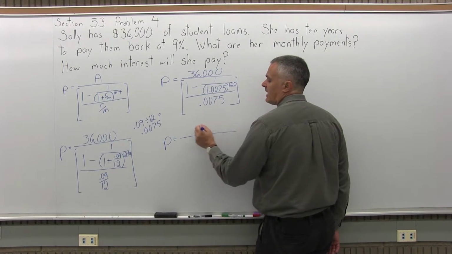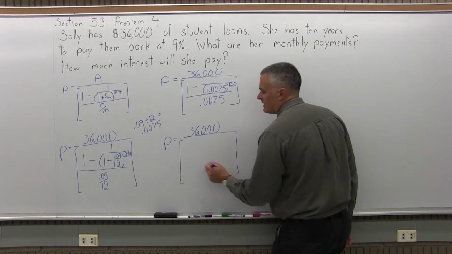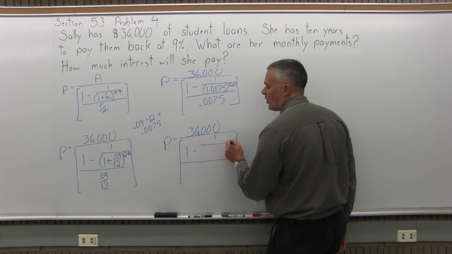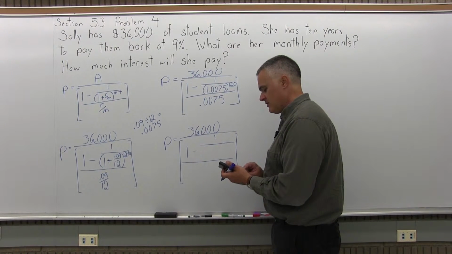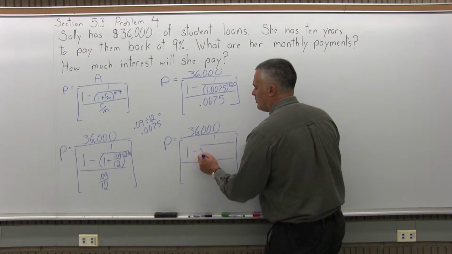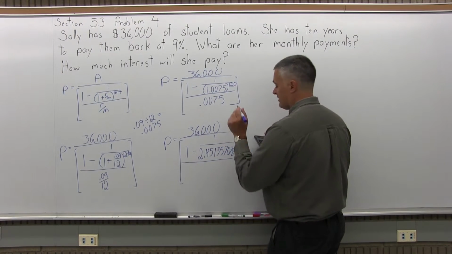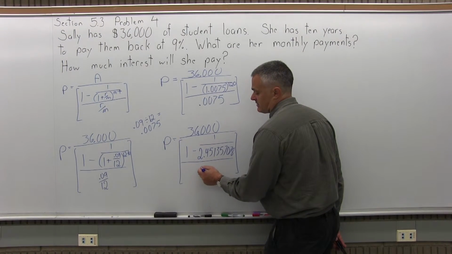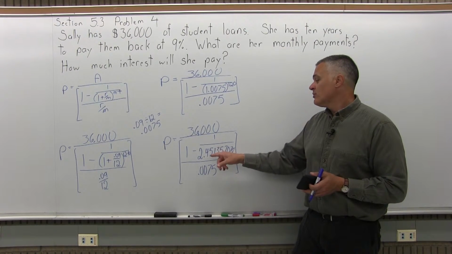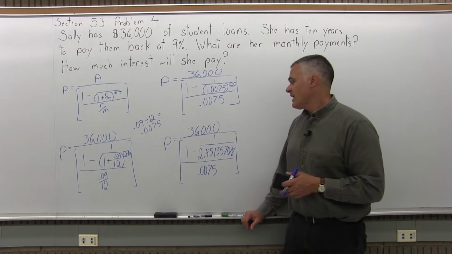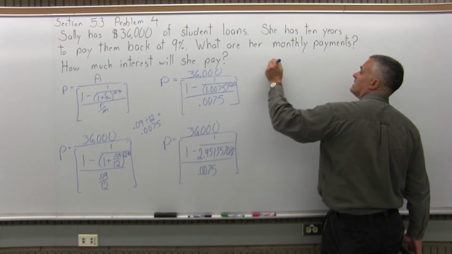So what will happen is I will have P equals 36,000 over the big brackets still. And my big brackets will have 1 minus 1 over the value 2.4513577078. And then in the denominator of the brackets, I still have 0.0075. Now I have 1 over 2.4513577078 and I want to do that division. I like to do that by just keeping the 2.45 something on the screen and pressing the 1 over x button.